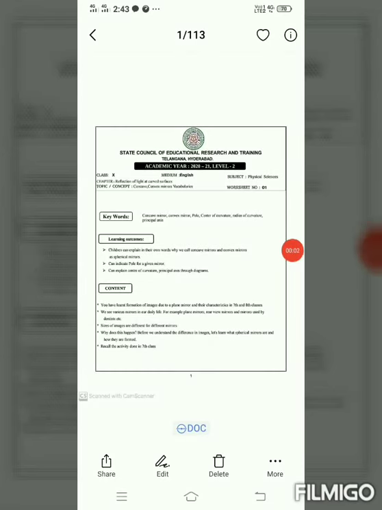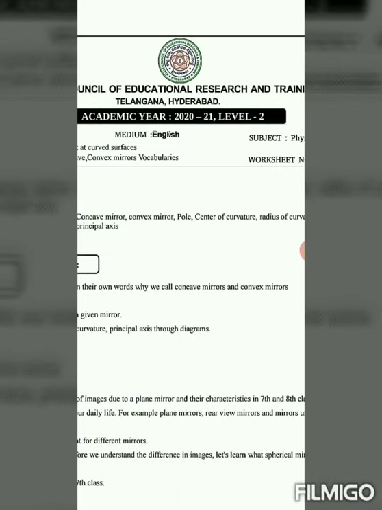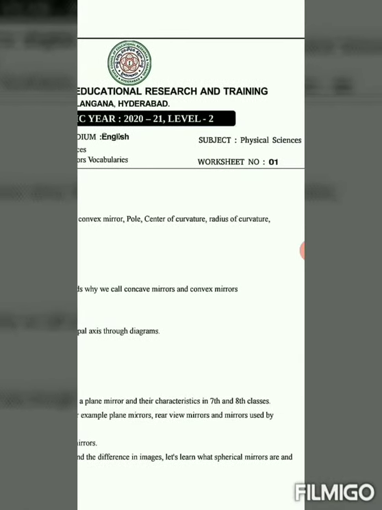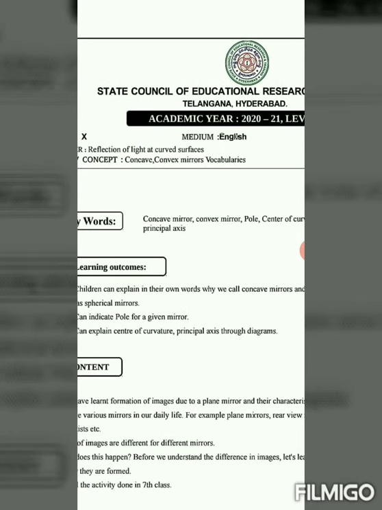Hi children. So now let us go for worksheet 1. Here some keywords are there: concave mirror, convex mirror, pole, center of curvature, radius of curvature, and principal axis. So let us know about these keywords. To understand that, we go to the next slide.